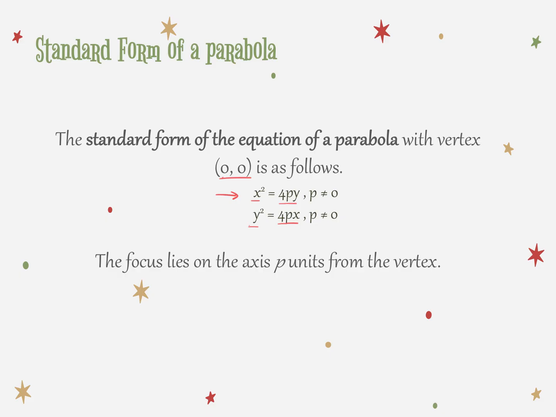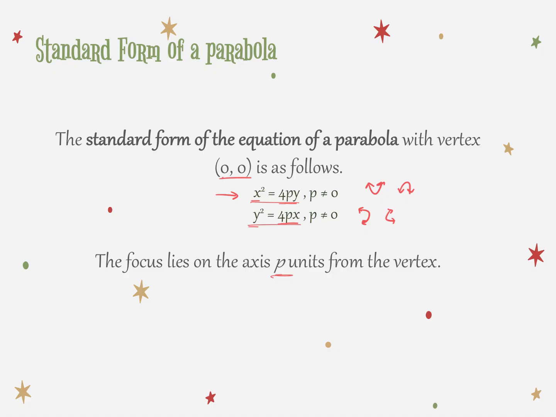We're going to move away from that, and we're going to say that these are the standard form equations of a parabola. X squared, what you are familiar with, is going to open up or down depending on what the p-value is. And then the y squared is going to open left and right, again depending on what the p-value is. And once again, we say that the focus lies on the axis p units away from the vertex. So that's why it's 4py.